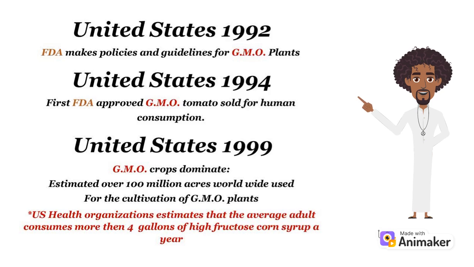United States, 1999. GMO crops dominate. It is estimated that over 100 million acres of farmland worldwide is used for the cultivation of GMO plants. The U.S. Health Organization estimates that the average American adult consumes more than 4 gallons of high fructose corn syrup a year.